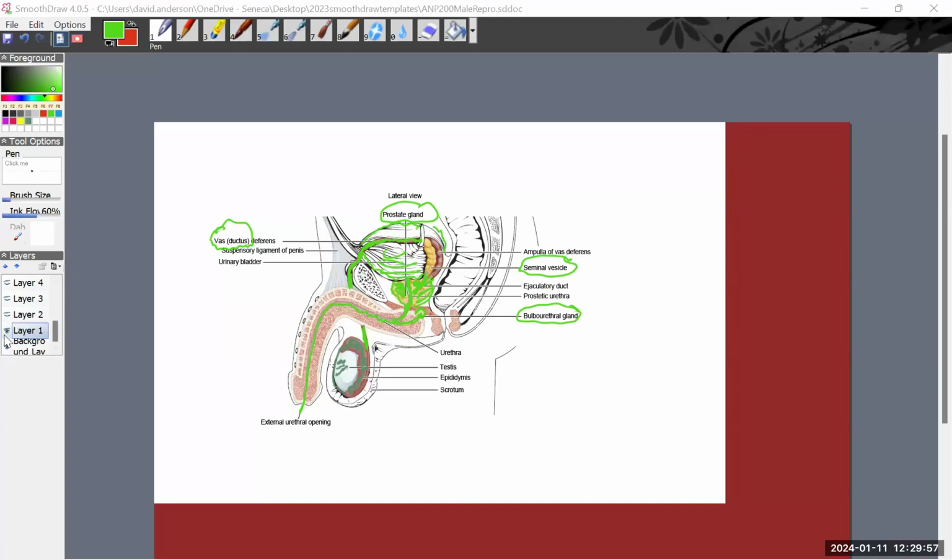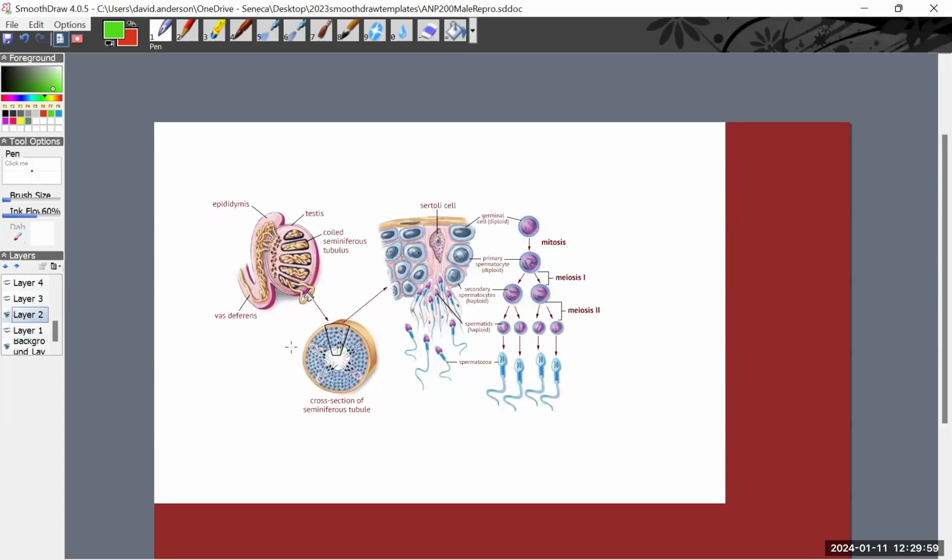Okay, now let's take a look at another picture here. So in this diagram, what we're looking at is a cross-section of the testes. We can see the seminiferous tubules within a section or a lobule. If we take it out, we're going to look at a cross-section. We'll look at that in a minute.